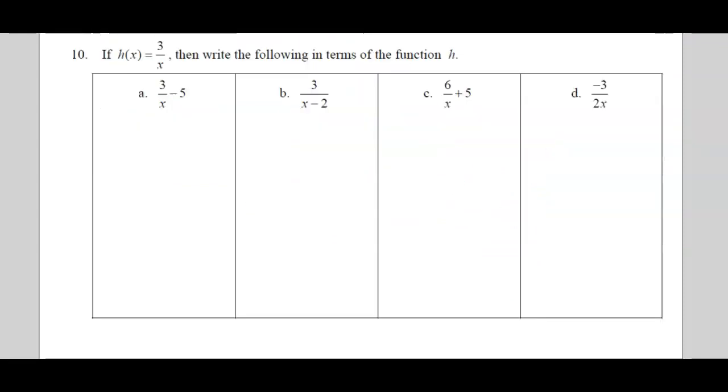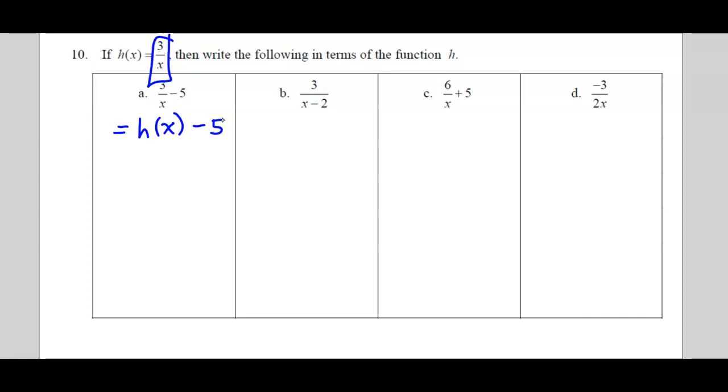Okay, now a different function. Now we're going to look at a reciprocal again. So same kind of thing: write this in terms of h of x. H is the reciprocal. So what is it? It's 3 over x. So if we've got a term of 3 over x, that's pretty straightforward. That's just h of x. And then we're subtracting 5 afterwards.